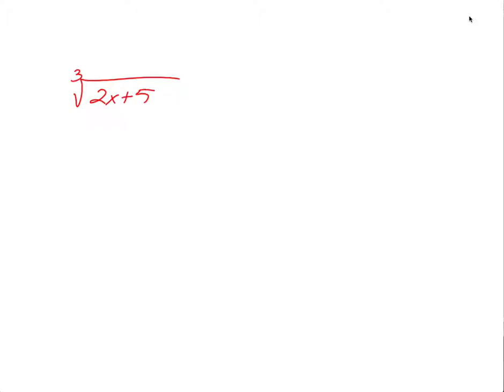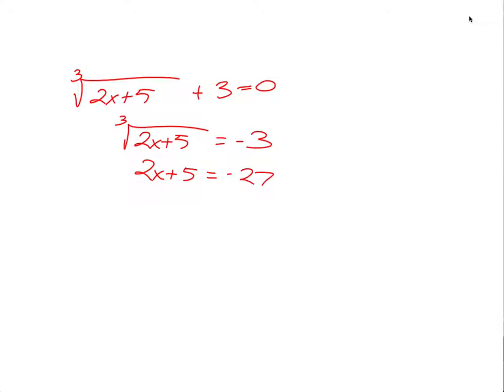The cube root of 2x plus 5, plus 3 equals 0. Subtract 3. Then what? Cube both sides. So 2x plus 5 on the left. What do I get when I cube negative 3? Negative 27. So 2x plus 5 equals negative 27. Subtract 5. So 2x equals negative 32.